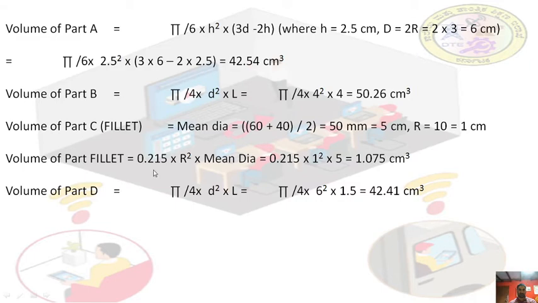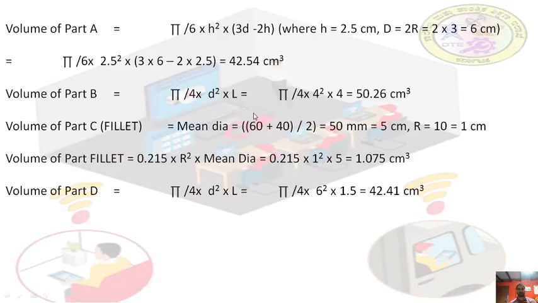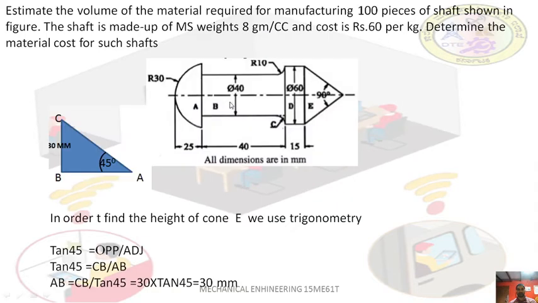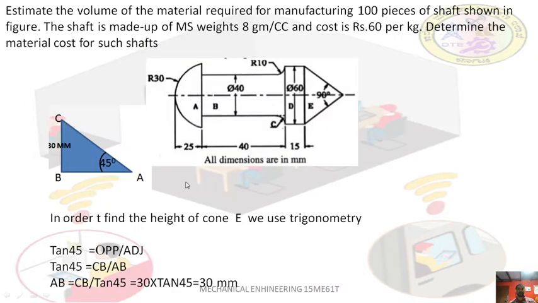So 0.215 r square, the radius is 10, that is 1 centimeter. So 0.215 into 1 square into mean dia, which is 5 centimeter. How? Because 4 is the initial dia and 6 is the final dia; 6 plus 4 is 10, divided by 2 is 5 in terms of centimeter. So that will become 1.075 centimeter cube.